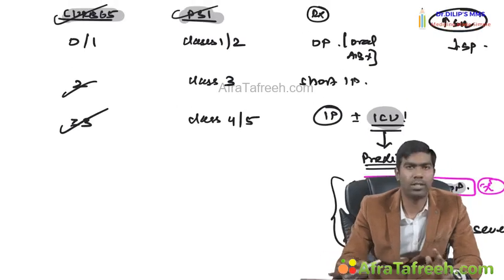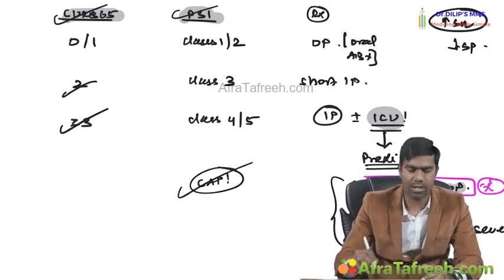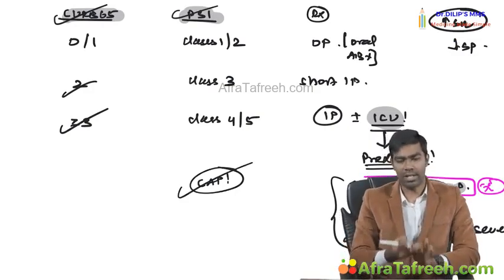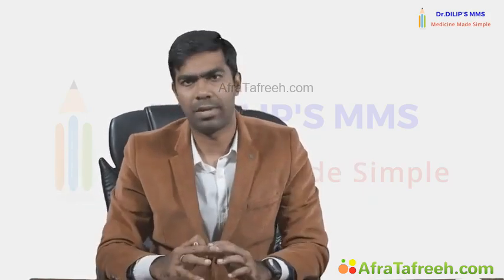Clear? At the same time, CURB-65, PSI, SMART-COP, SCAP, and the ATS/IDSA guidelines can be applied only for community-acquired pneumonia. To be very clear about that, CURB-65 is a score for community-acquired pneumonia, and PSI is again a score for community-acquired pneumonia. You cannot use these scores for hospital-acquired pneumonia or ventilator-associated pneumonia, which have a separate set of parameters. You just use these for community-acquired pneumonia.